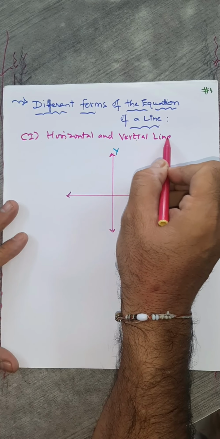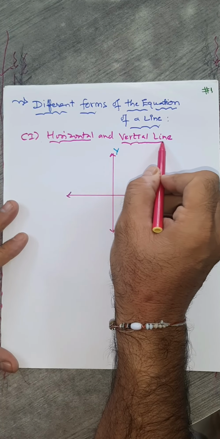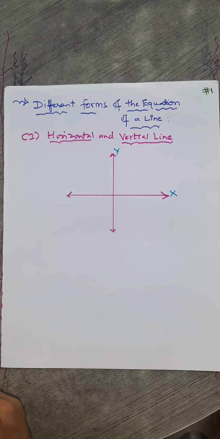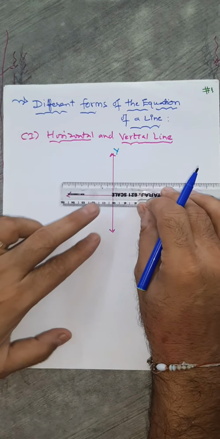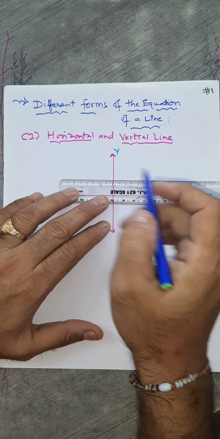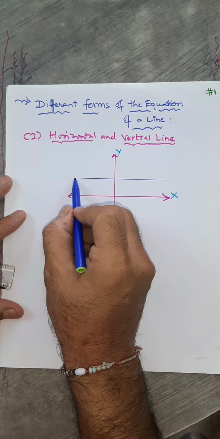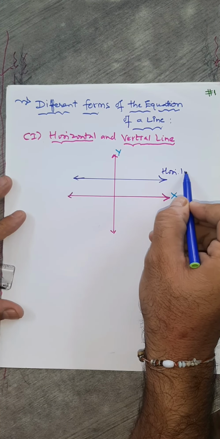Horizontal means parallel to which axis? X-axis. And vertical means parallel to y-axis. These are the two special lines. Okay, so already explained earlier, but let's discuss one more time. You have a line like this parallel to x-axis. So this would be a horizontal line, we know.